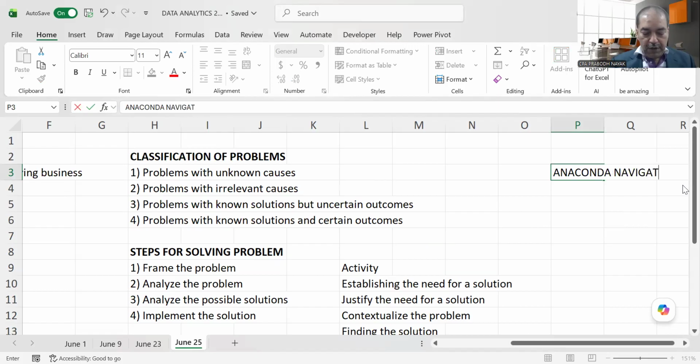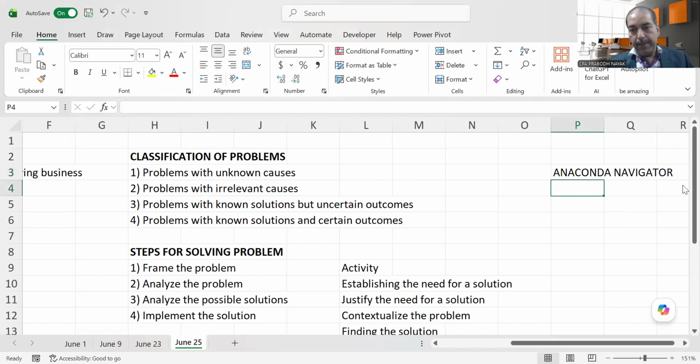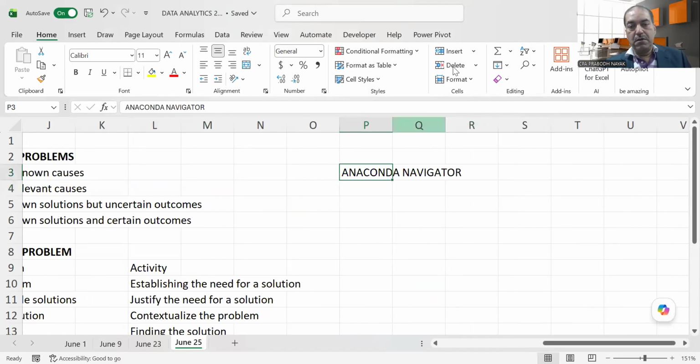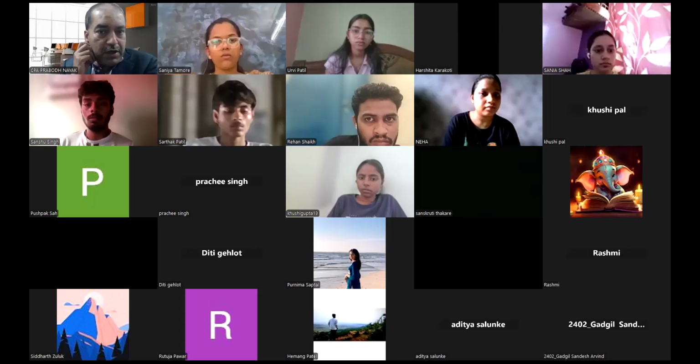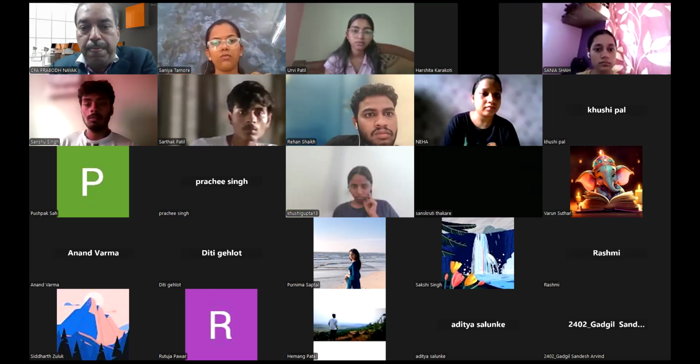Have you been able to get this? Anaconda Navigator? Yes, sir. You can go to Google or Yahoo and look for Anaconda Navigator. And I've shown you how the interface is going to look. So accordingly, you can download and check also, right?